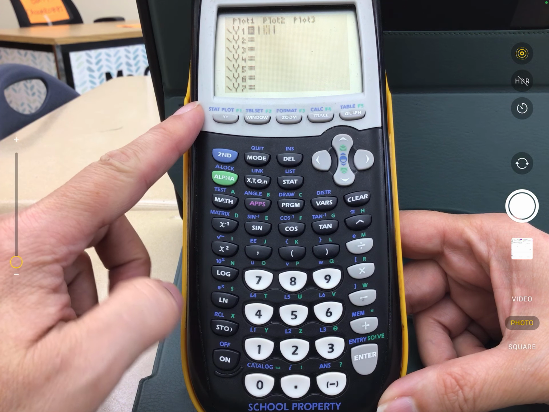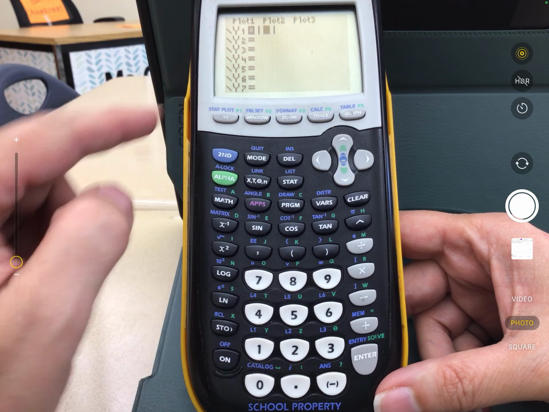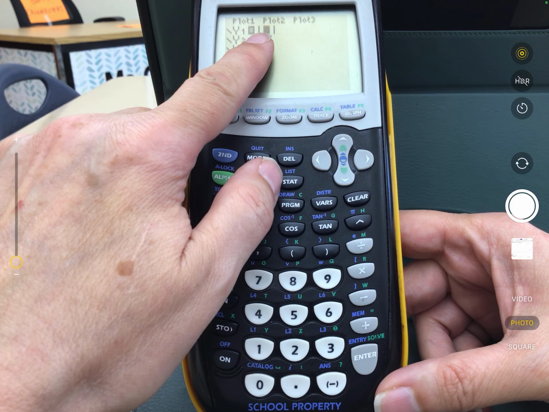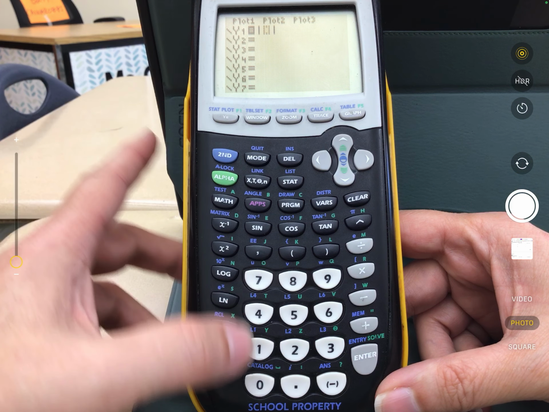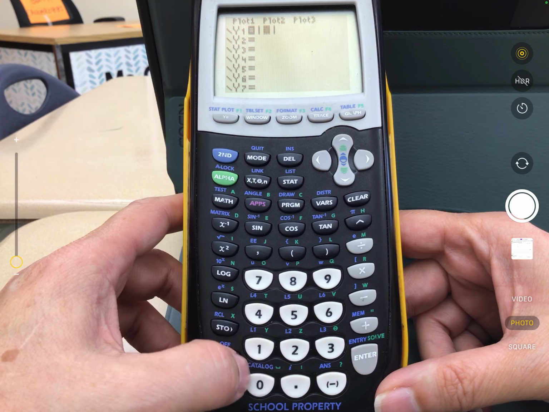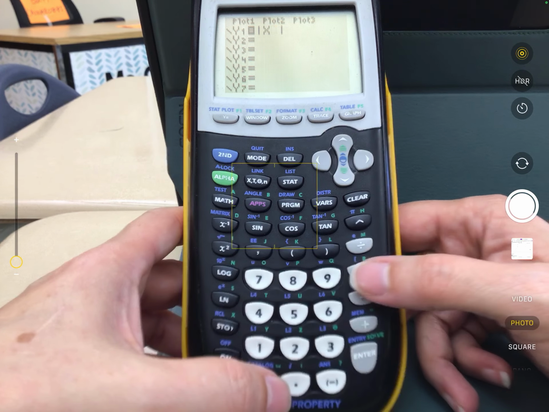And I'm going to put in the x minus 3. That's the inside. You see the absolute value bars? Now, with an older calculator, it may just say ABS with a parenthesis. That's okay. Just make sure you put in x minus 3 here.